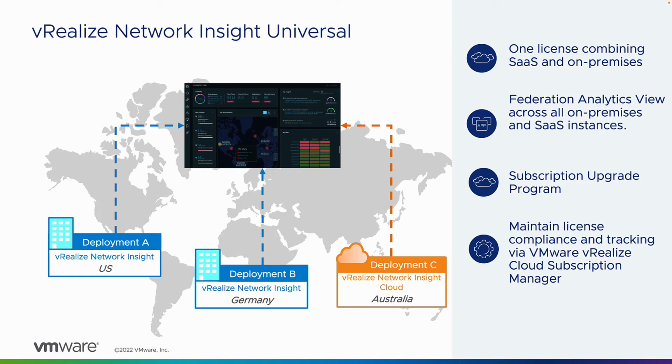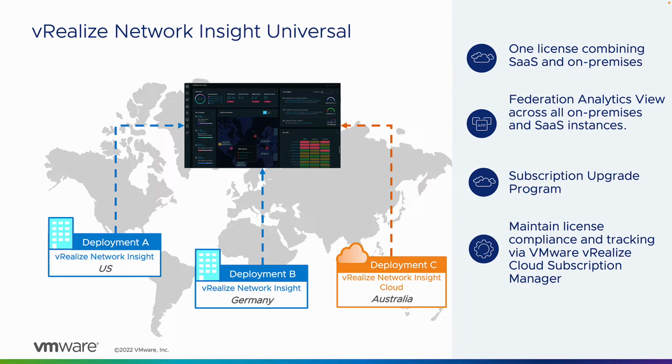So what is the federation feature? Well, vRealize Network Insight Universal has been designed to easily map out an entire bigger VRNI deployment, specifically targeting environments which will have multiple vRealize Network Insight deployments globally or within the same region. And in this example, we are looking at a VRNI on-prem environment in the Americas, in EMEA, and then we have a VRNI cloud instance in APJ in Australia.